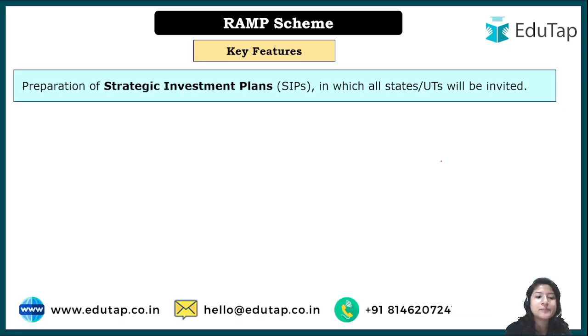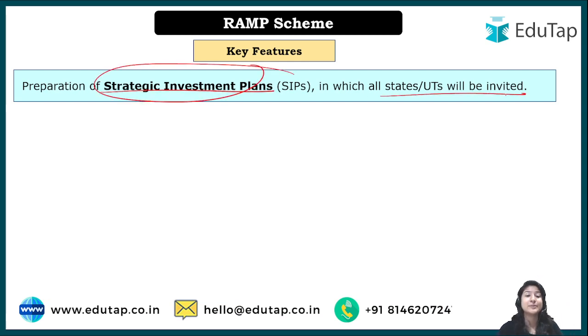So see, the first one being preparation of strategic investment plans in which all UTs and states will be invited. So we talked about how the government will focus under this program on providing market access and credit to the MSME sector, right? So this strategic investment plan will look at, identify, and mobilize all the MSME enterprises. It will take care of whatever gaps or hindrances are there in the MSME sector, and then work accordingly.